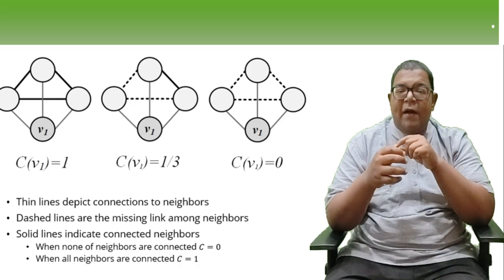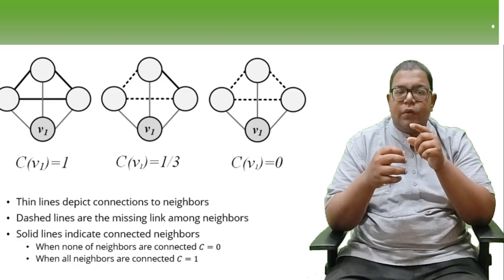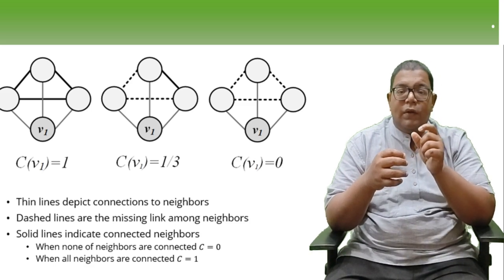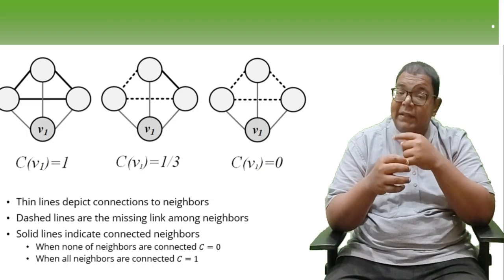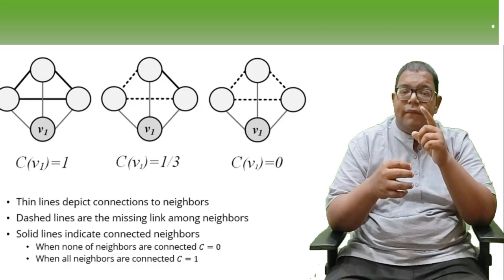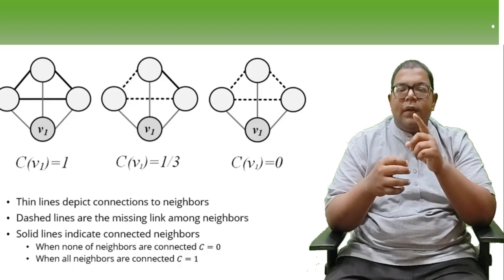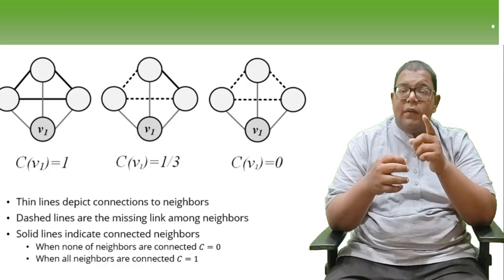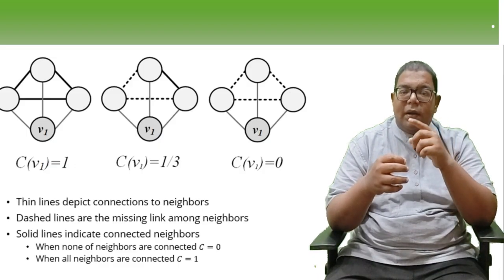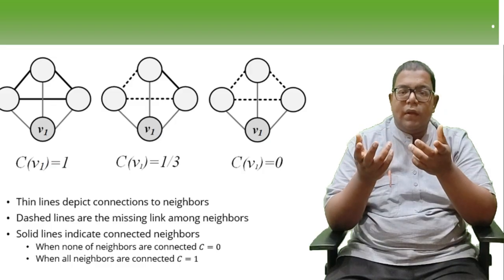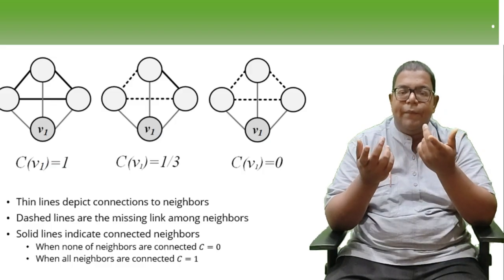In the second graph, again the node V1 is connected to 3 neighbors. So the denominator will be 3. But how many of V1's neighbors are connected to each other here? Only one edge. It is 1 by 3. In the third case, V1 is connected to 3 neighboring nodes, but none of its neighbors are connected to each other. So the local clustering coefficient in this case will be 0.